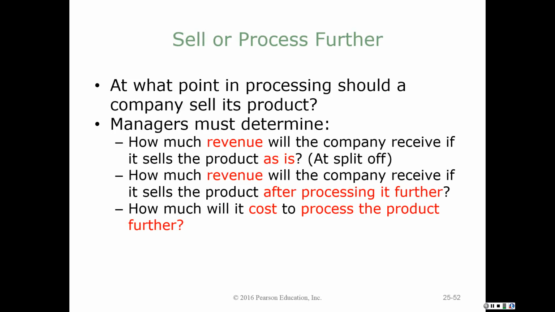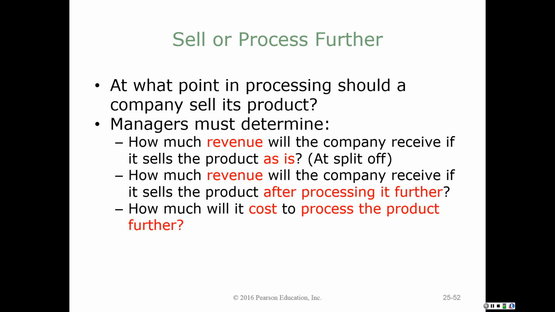The final topic in Learning Objective 4 deals with a decision that we call sell or process further. This is a point where your text says we're trying to determine whether we should stop with our product as it is now, or whether there are some additional processes that we could add to improve our product and sell it as a modified product.